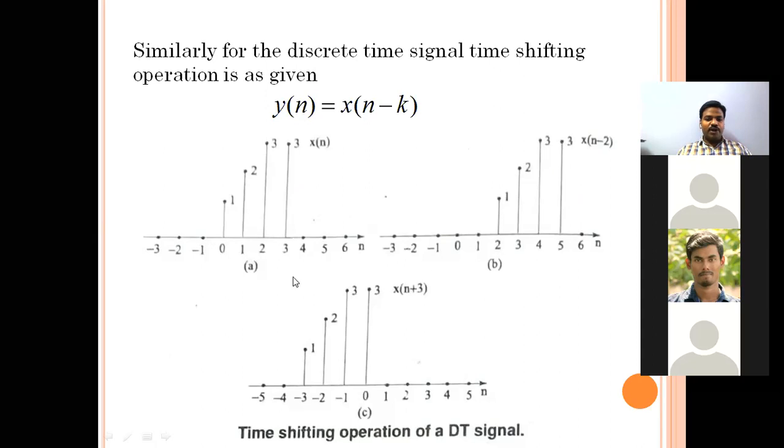Now see the starting point. Instead of starting the signal from 0 to 3, now your signal is defined from 2 to 5. 2 to 5. Just you need to delay the same signal by 2 units. So instead of starting at n is equal to 0, now your starting point is at n is equal to 2, and remaining amplitudes are same. There is no change in amplitude.